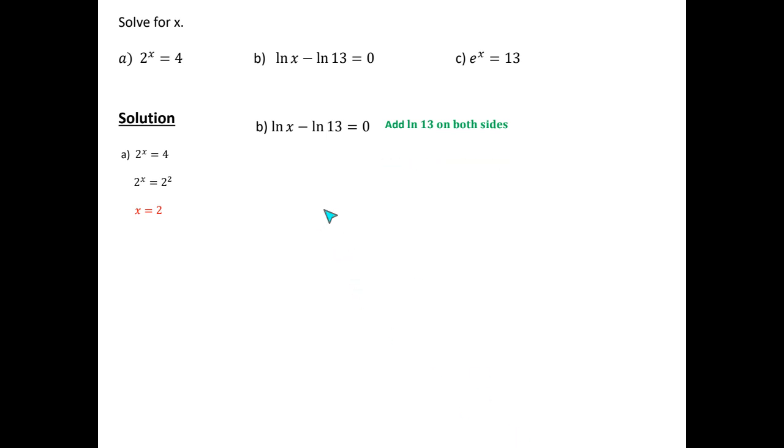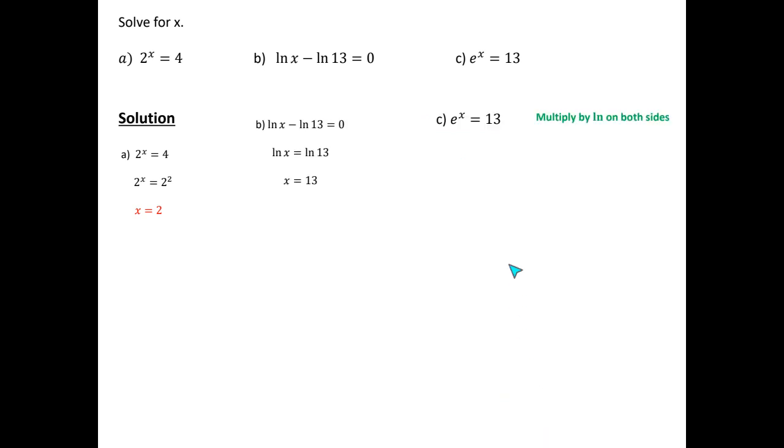Now for logarithms, you want to check your final answer. If I plug in 13 for x here, is that a positive number? Yes. So then that means that it is a solution. And I'll talk about that further in the next slides.